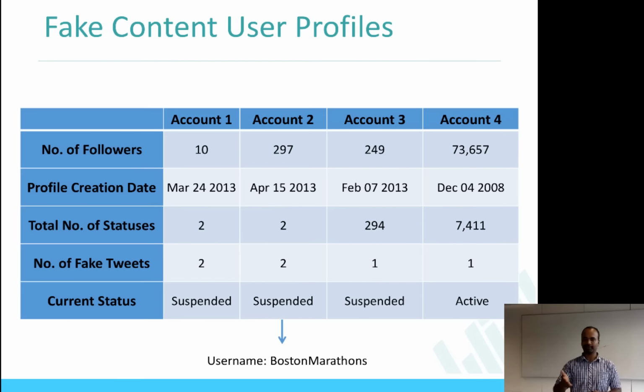If you see the last column, it's interesting that some of the user handles posting fake content on events like the Boston Marathon were still active even when we were collecting the data. This just shows you that fake content is propagated by fake user handles, and these user handles are created just before the event, or just after the event happens.